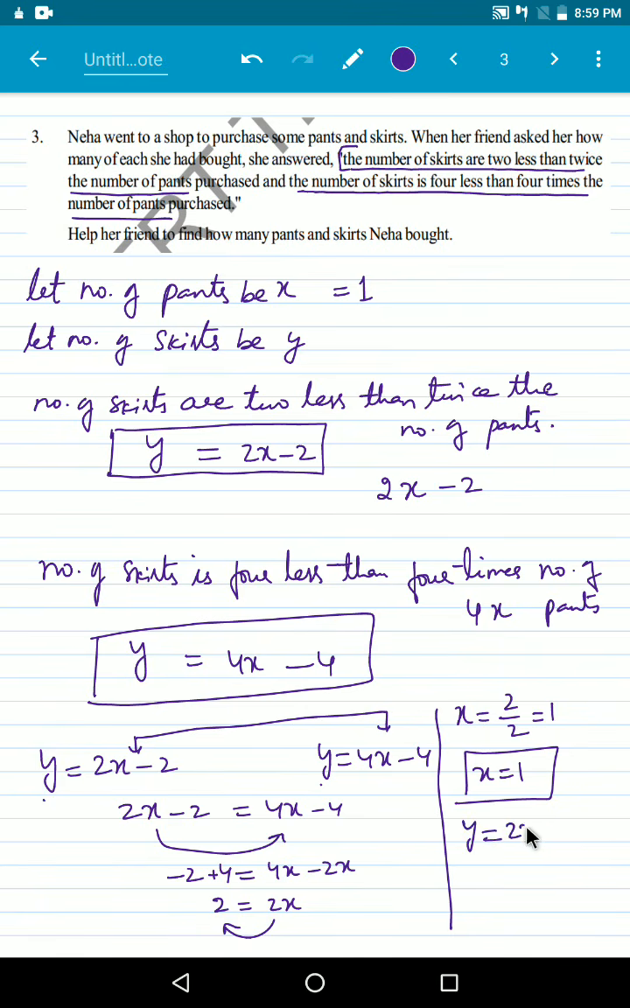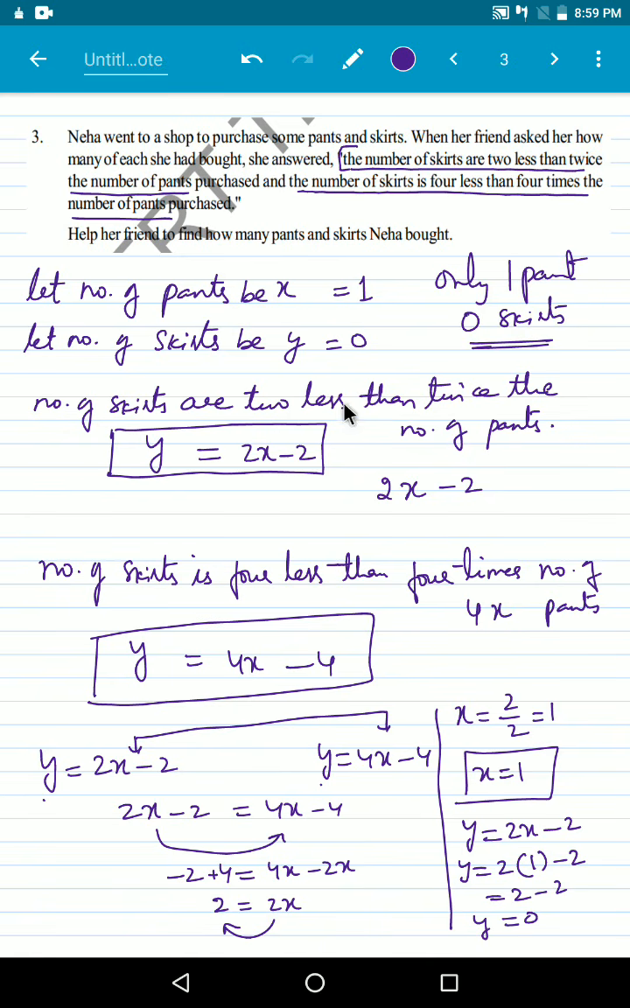Y is equal to 2X minus 2. So Y is equal to 2 into, what is the X value? It is 1. 1 minus 2 here. So 2 ones is 2. So 2 minus 2 is equal to how much? It is equal to 0. So the number of skirts is 0. Okay. So Neha purchased only one pant and 0 skirts.